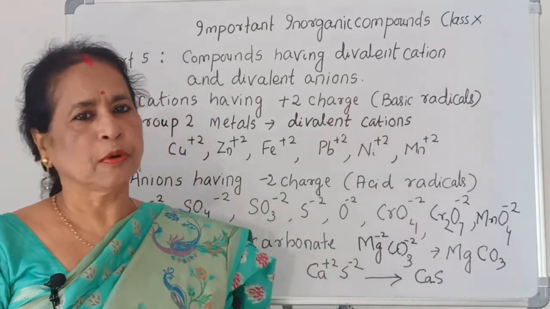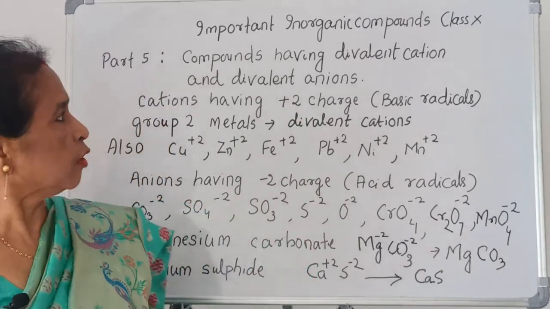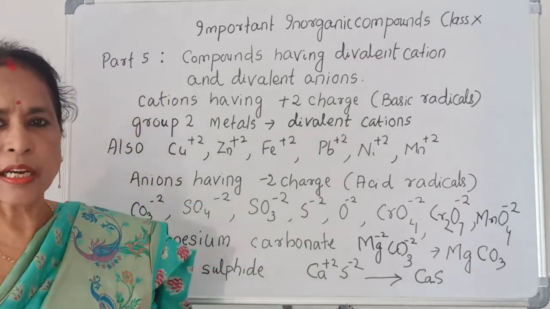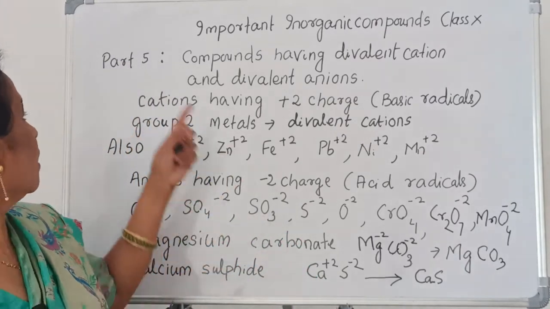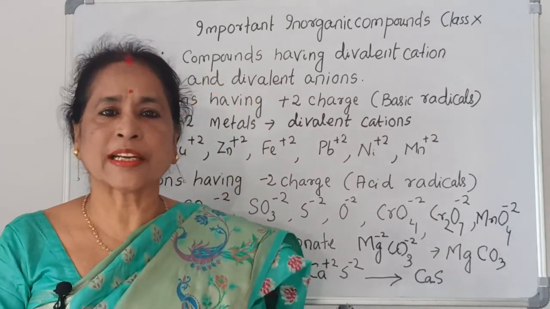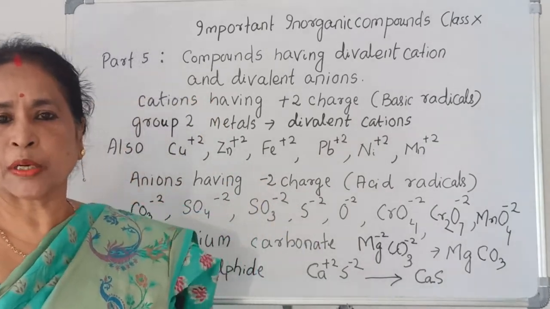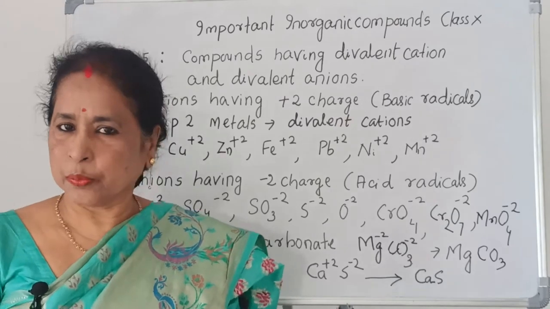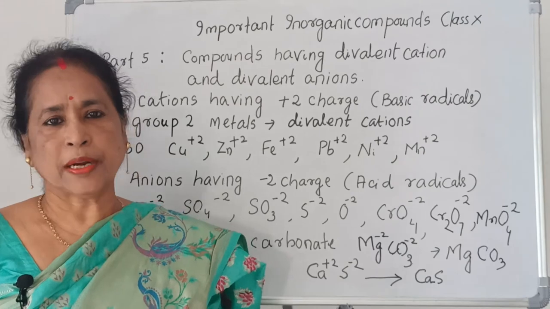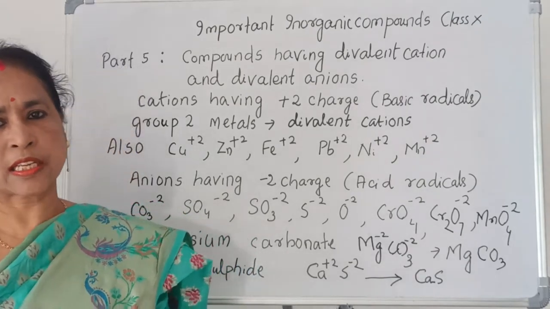Now I am going to focus on the topic important inorganic compounds for class 10. Though I mentioned class 10th, it is also very important for class 11th and class 12 science. Now here in part 5, I am going to explain compounds having divalent cation and divalent anion. Before that, in part 1, part 2, part 3, part 4, I have already explained monovalent cation and monovalent anion; divalent cation and divalent anion, all things are completed.